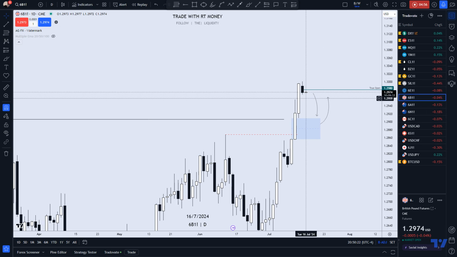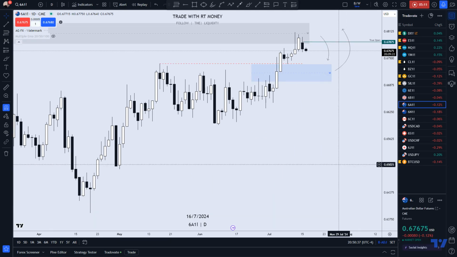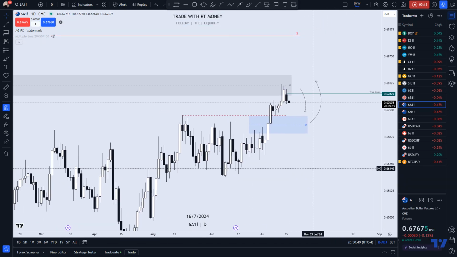So maybe tomorrow, Wednesday, we'll come into contact with the fair value gap, and we'll look on the lower time frames, once price comes into contact with our POI, for valid buy setups.